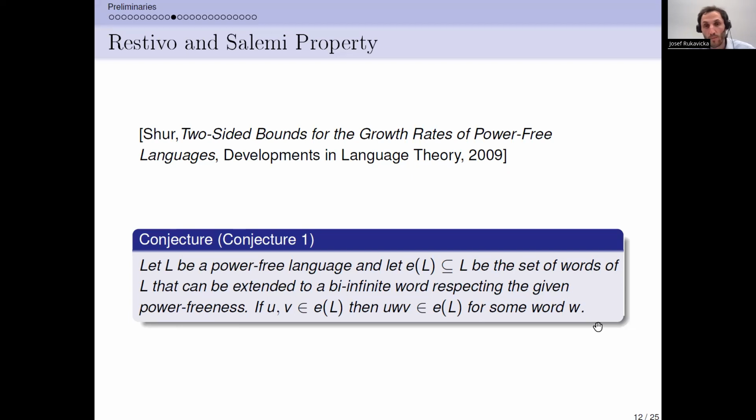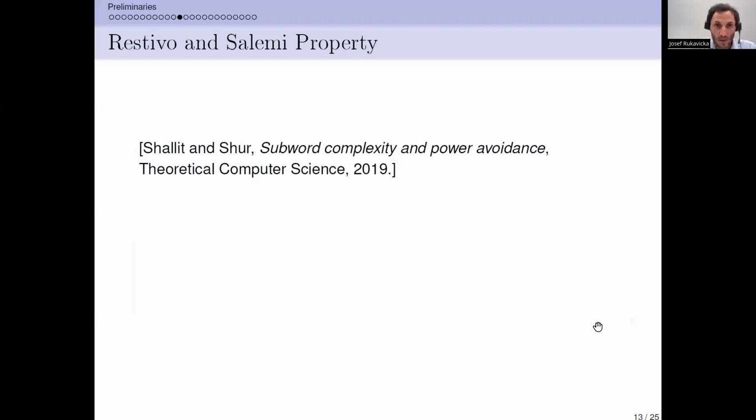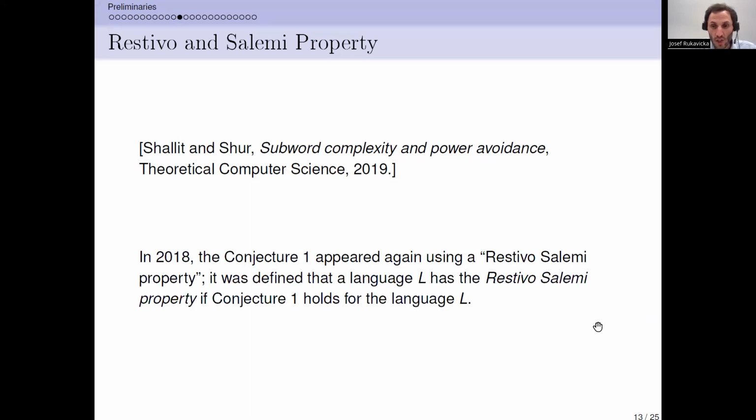These are the basic, essential results that I have used to prove this conjecture for the given configurations. As a summary, we have these open problems from Restivo and Salemi, and we have this conjecture. There is also this paper from Shallit and Shur from 2019, and the conjecture that I just presented appeared again in this paper.